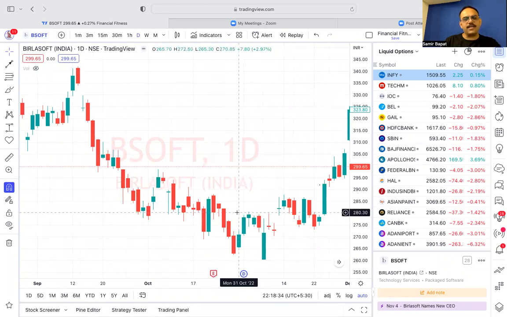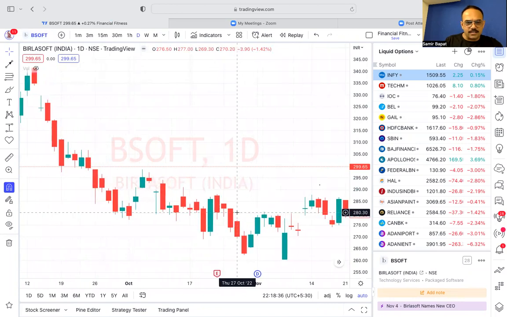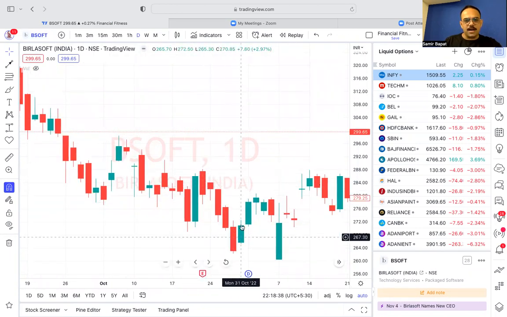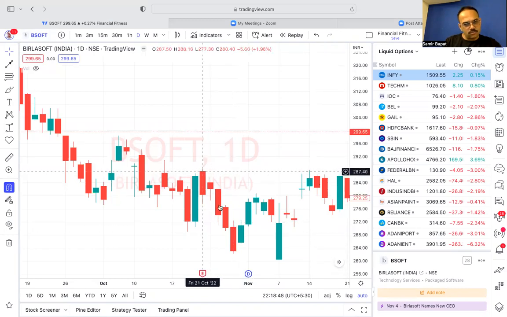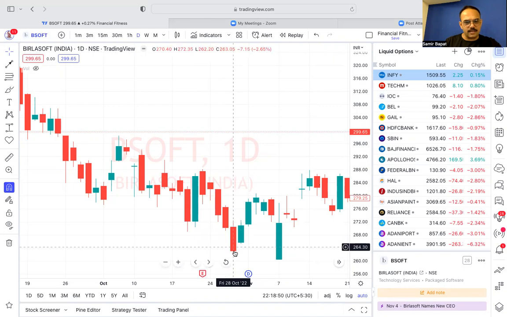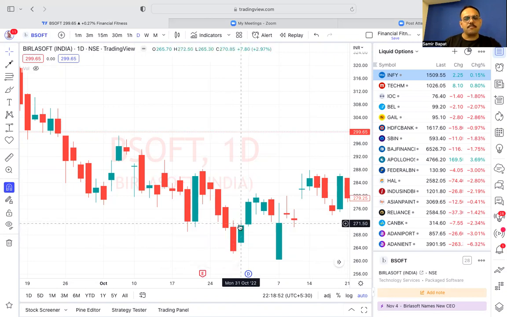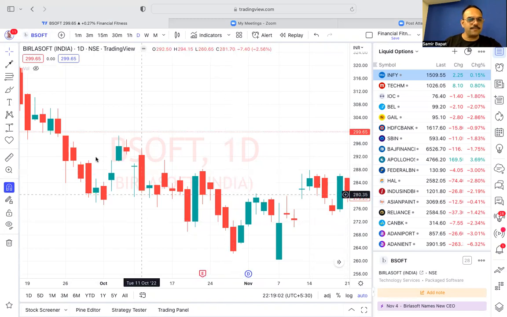28 October. Now you see, this is good, but this did not close above the high. The green candle body or the closing should be above the high of this candle. So this is a good downtrend. This gapped up here, but it did not close above the high of the red candle. So we will not trade this. It has to close above the high. Okay.